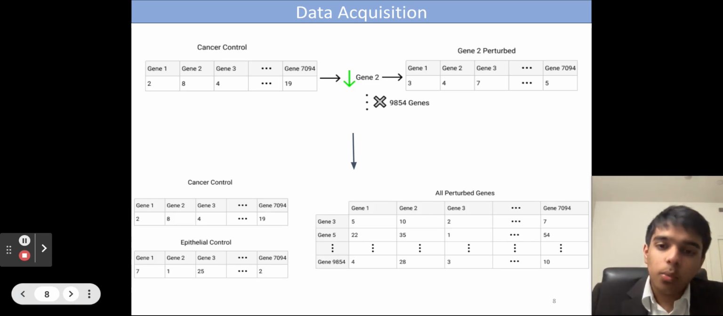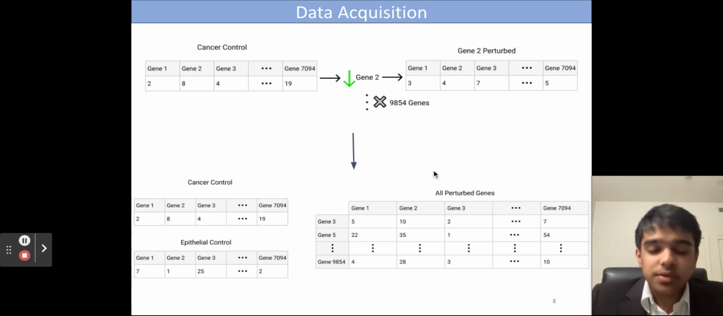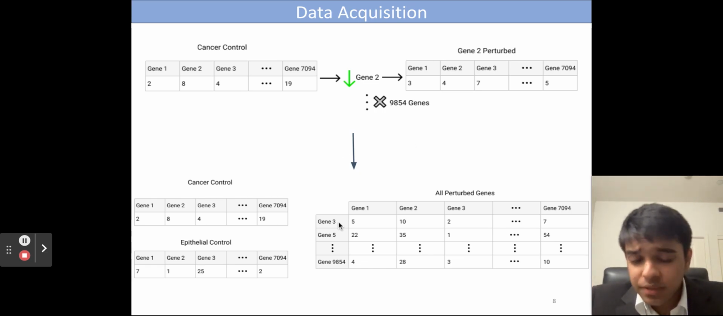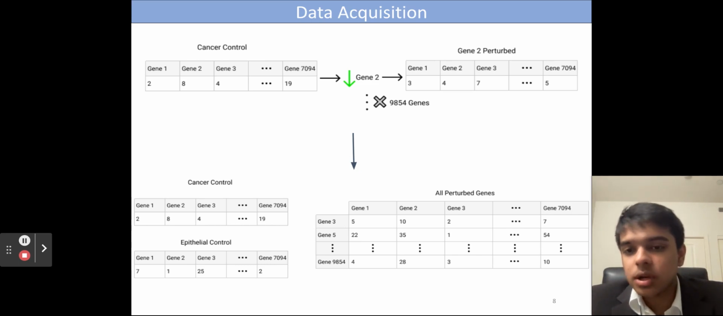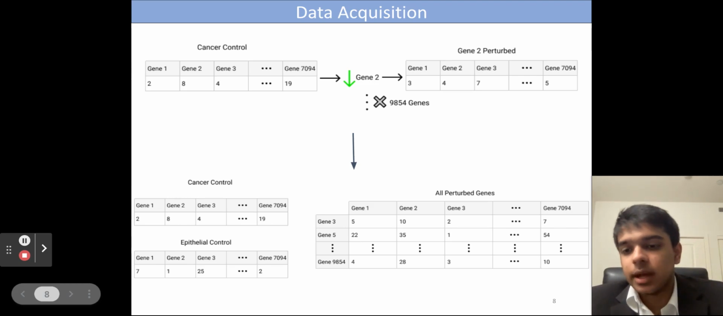three data sets. One is the original cancer control. The other is the results of all the perturbations done on the entire transcriptome sequenced, and the other is a healthy control cell line. Because remember, our goal is to go from a cancer control cell line to a healthy control cell line and computationally simulate that.